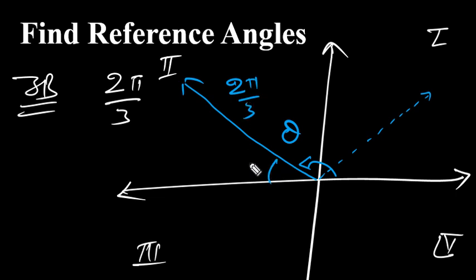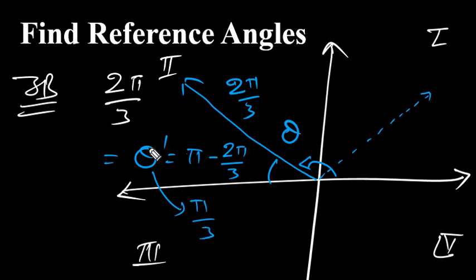So what do I have to do now? Theta prime will be how much? Pi minus 2 pi over 3. That's it. Just solve it and you will get your answer. So that will be 3 pi minus 2 pi over 3, and again you will get theta prime as pi over 3. Okay, so theta prime is pi over 3, and that is basically equal to 60 degrees, right? So that's how you will find the reference angles.